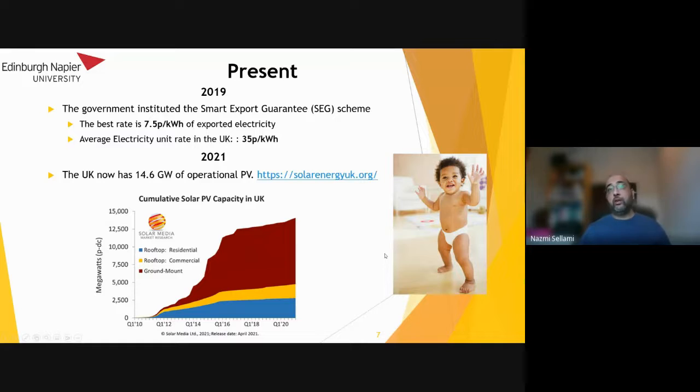If you look at the UK now, they have a capacity of 14.6 gigawatts of operational PV. Most of it is ground mounted. I mean, it is commercial PV, and you can see from the graph that the evolvement of rooftop PV wasn't that big compared to the commercial one.